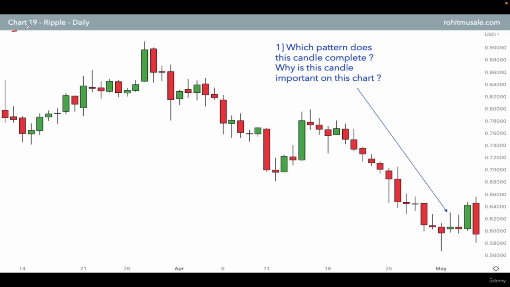So chart number 19, this is Ripple, daily time frame. Question 1, which pattern does this candle complete? Why is this candle important on this chart? So this particular green candle.